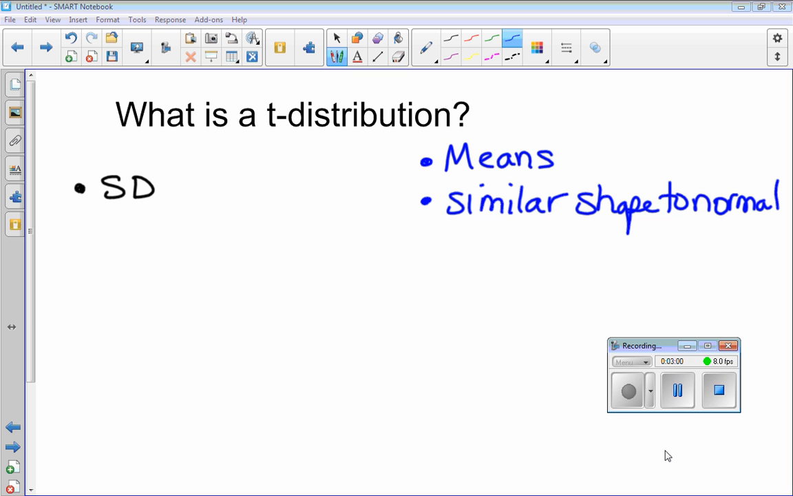Has fatter tails, okay? Awesome. You're leaving me hanging. I want your knuckles. I'm going to sit here until you give them to me. There you go. All right. So there's fatter tails. Similar shape but fatter tails has to do with sample size, okay? So sample size is something that we're going to need to worry about when we talk about t-distributions.